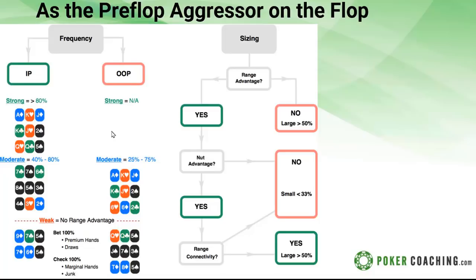Which makes some logical sense. I mean, think about it. Say it does come king, jack, 2. The preflop caller in position is going to have something a decent amount of the time.